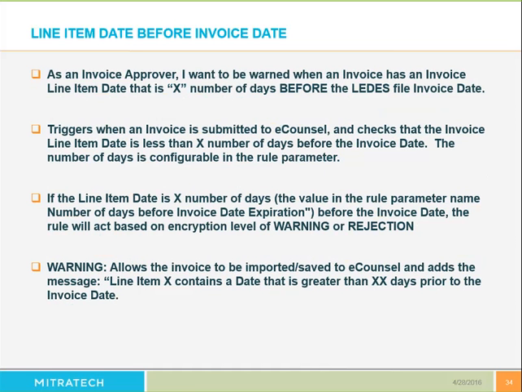The line item date before invoice date. This validates that each detail line item date does not occur more than X number of days before the invoice date. When an invoice comes into eCounsel, it checks the invoice line item date against whatever parameter number of days you set in the rule. If the line item date is more than X number of days before the invoice date, then it's going to reject or warn depending on your settings, and it'll give the message that the line item contains a date that is greater than the number of days prior to the invoice date. So if you're saying you can bill me 90 days back, but nothing older than that, then anything they submit that's older than the 90-day period will get rejected.